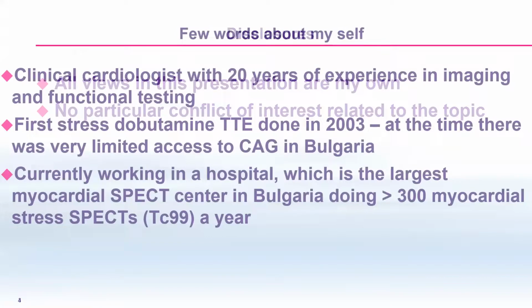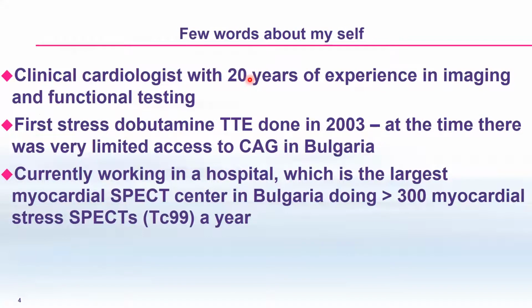A few words about myself to give you a little bit of background. I have 20 years of experience in cardiac imaging and vascular imaging and functional testing. The first dobutamine that I have done was in 2003. At the time we had very, very difficult access to coronary angiography. So even the myocardial infarctions, most of them were thrombolized if they came in the proper time window. The rest were not thrombolized. We were assessing them usually at week 6 and doing dobutamine to see if they have any ischemia, if they have any viability, and if they have ischemia, then we were sending them for coronary angiography.